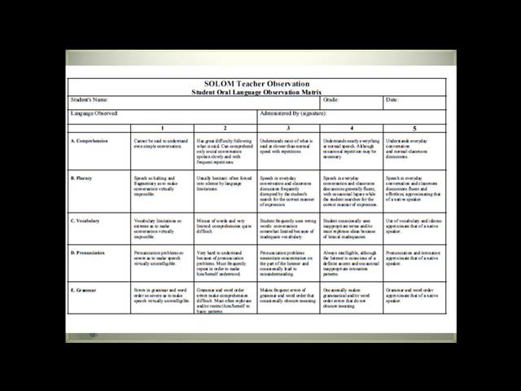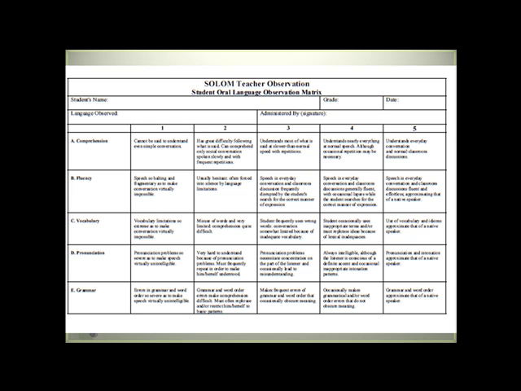This matrix has 5 domains or areas. The first one is comprehension, which is the column on your far left. You have comprehension, fluency, vocabulary, pronunciation, and grammar. Each one of these domains is on a 5-point scale, from 1 to 5, with 1 being the lowest and 5 the highest.